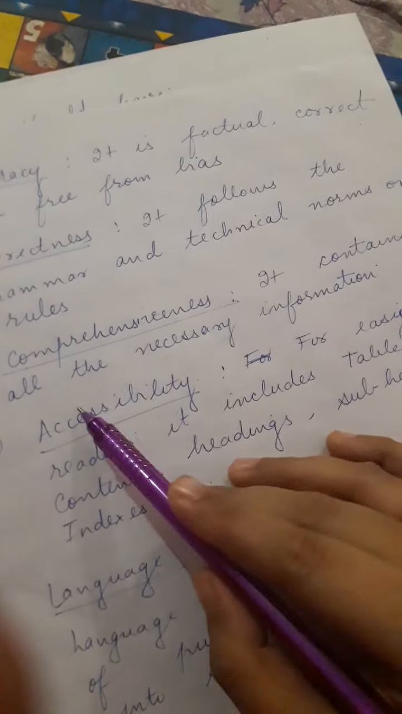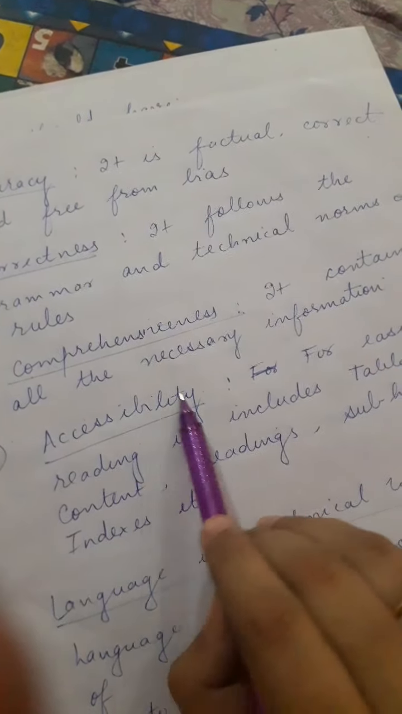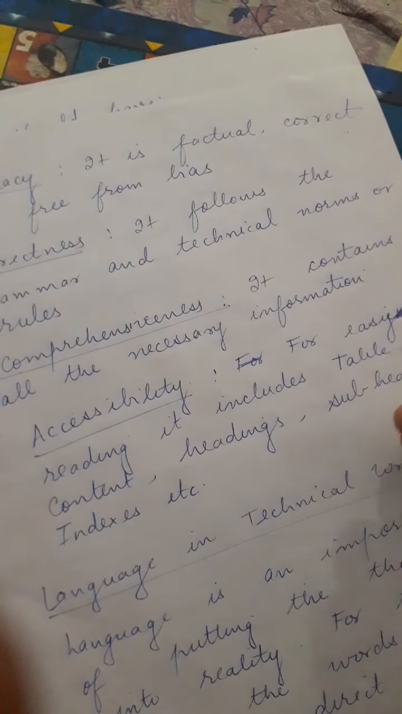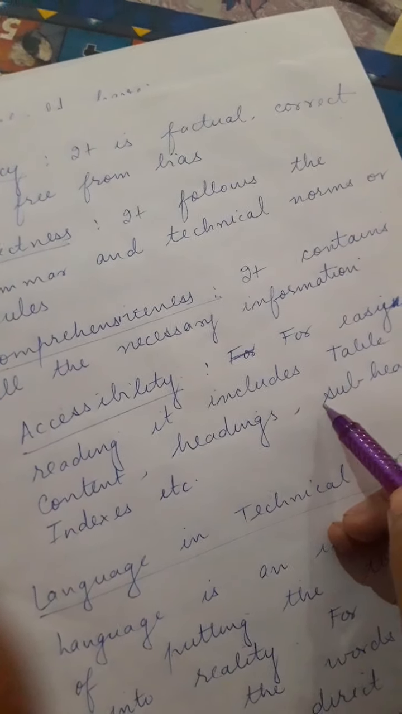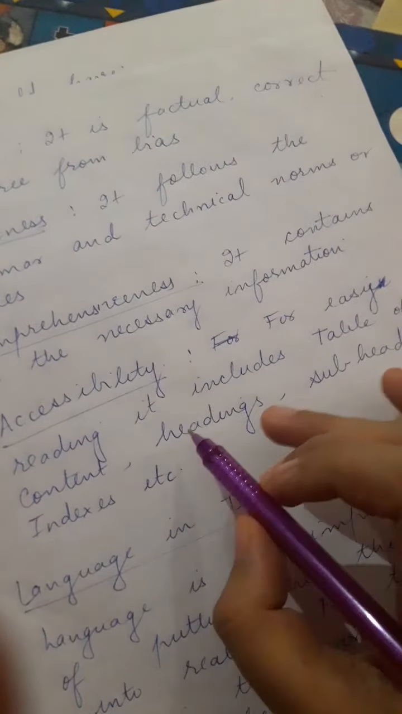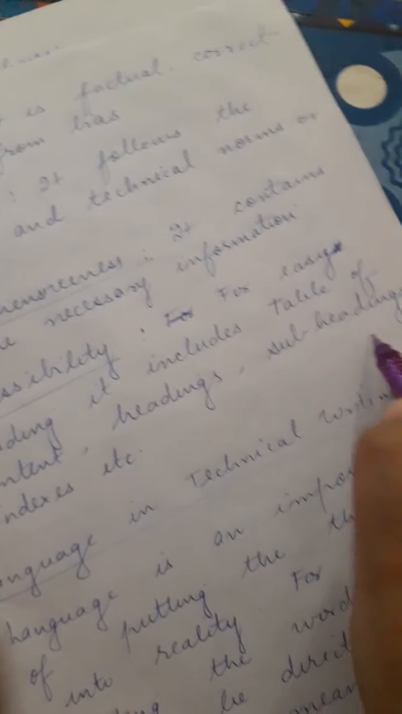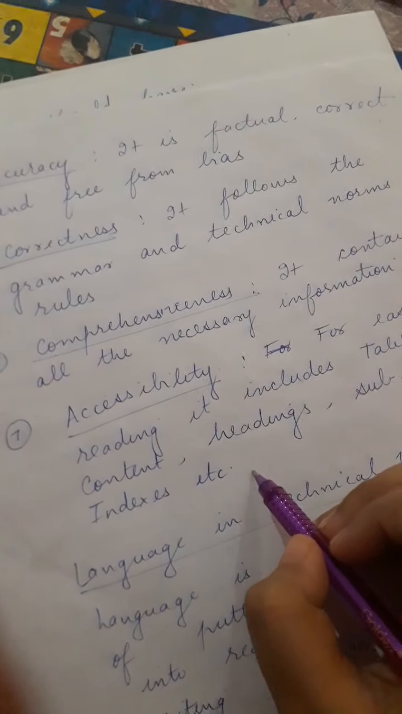It should not be like the reader, or the one who requires your information, is not able to find the information in a quick span of time. It should be very easy for him to go through the material and to understand what exactly he is looking for and where it is present in your writing. So these are the features and the basics of technical writing.